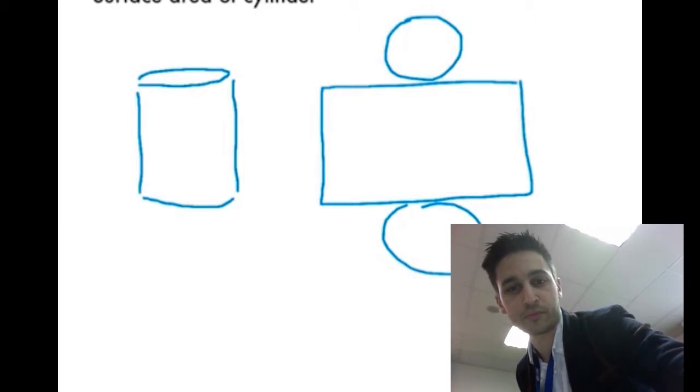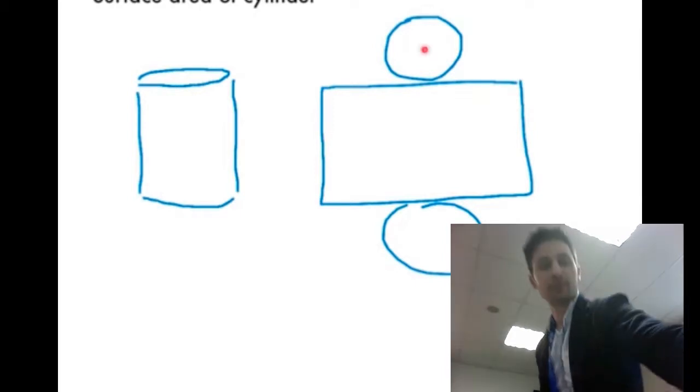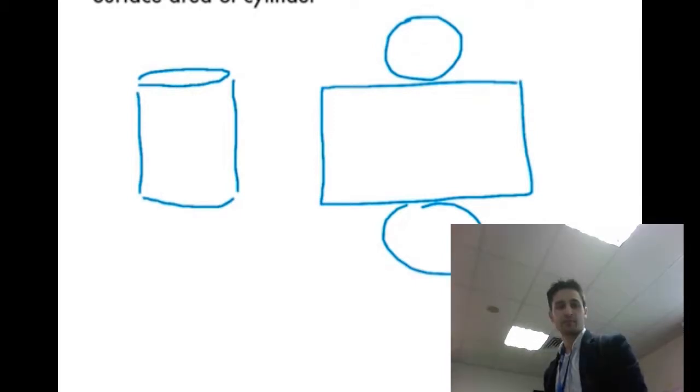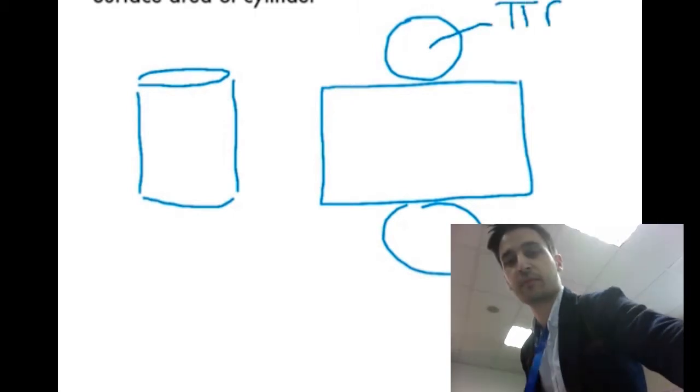Okay, and then we have 3 shapes. We've got a circle here, and a circle here, and a rectangle here. So we have a formula to work out the area of a circle. Okay, that's simply pi r squared. So the area of this circle is pi r squared.